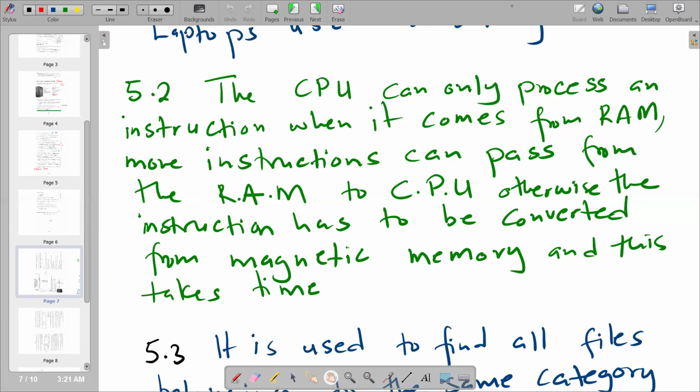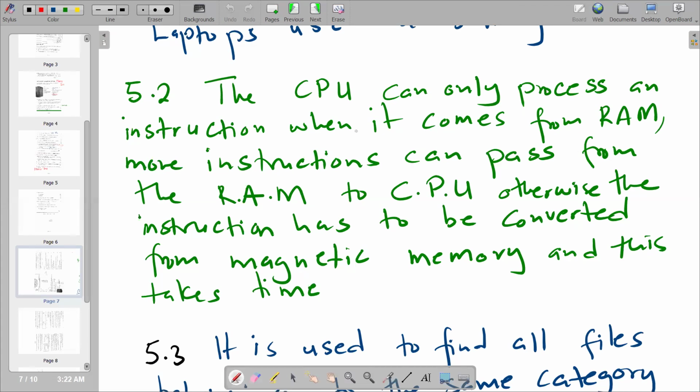And then on the first part, we are saying that when the RAM is increased, it is going to have a direct, positive effect in terms of the CPU. As we are saying, the CPU can only process an instruction when it comes from the RAM. So when the RAM is increased, it is also going to enhance the processing in the CPU.